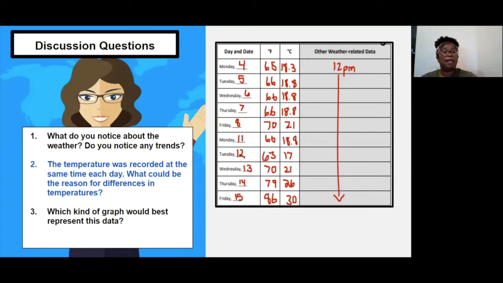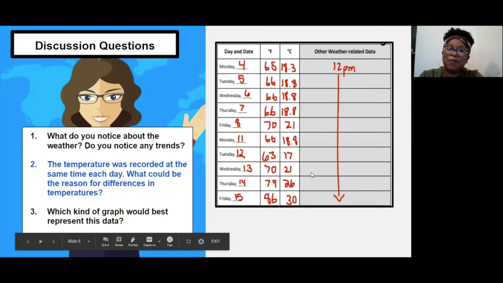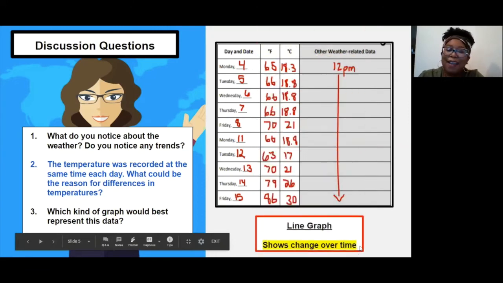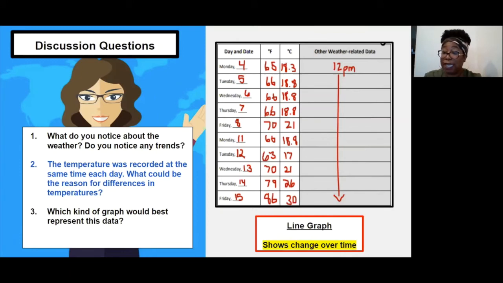But number 3, what kind of graph would best represent this data? You gotta think about the graphs you learned about starting in 1st grade and moving on up to 4th grade. What kind of graph would best represent this data? Going once, going twice. What do you think? Yeah, if you said a line graph, you're absolutely correct because a line graph shows change over time. Okay, so the line graph is correct because the graph shows how the temperature changed over a long 10-day period.